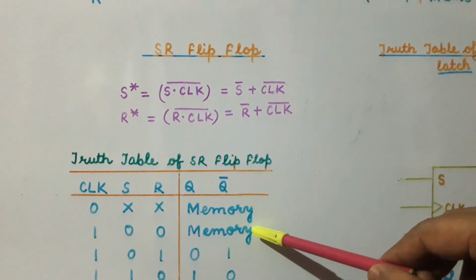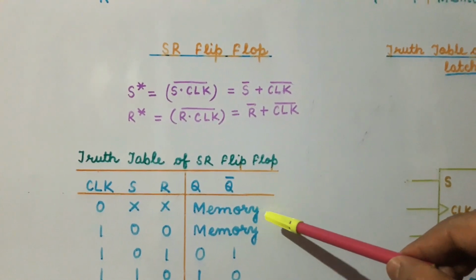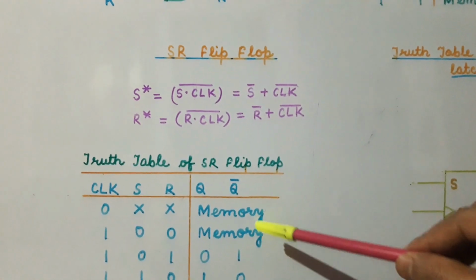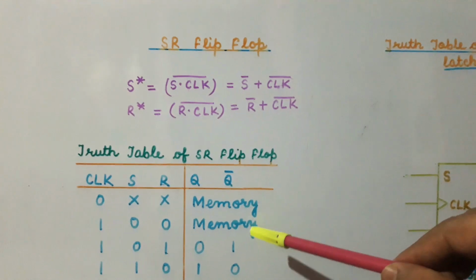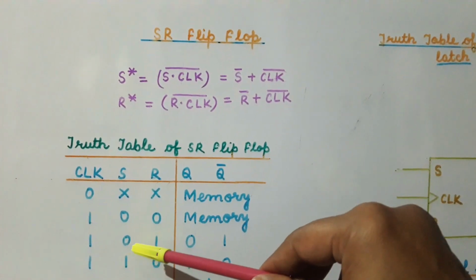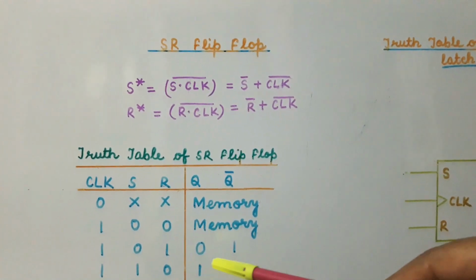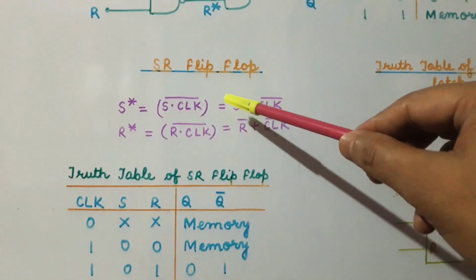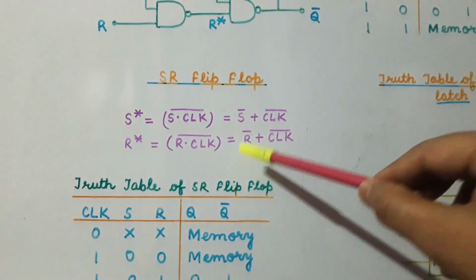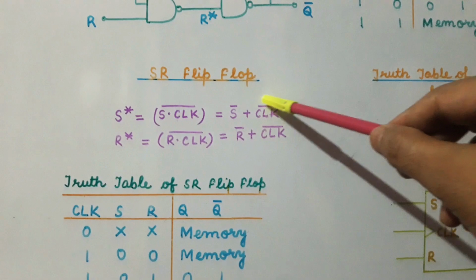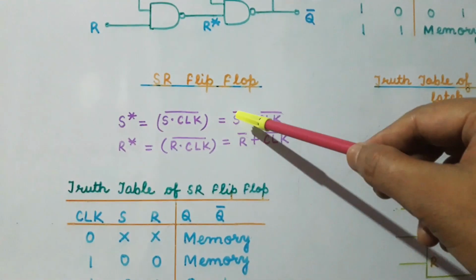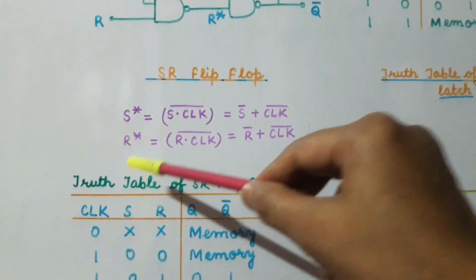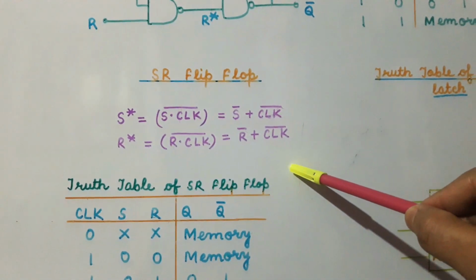For this purpose, we have introduced the clock. That is, the main purpose for the introduction of the clock in a latch and making it the controlled SR latch. Now, suppose the value of the clock is 1. Let us see what is the value of S star and R star. When the value of clock is 1, then this becomes 0, this becomes 0. So, the value of S star will be equal to S bar and the value of R star will be equal to R bar.